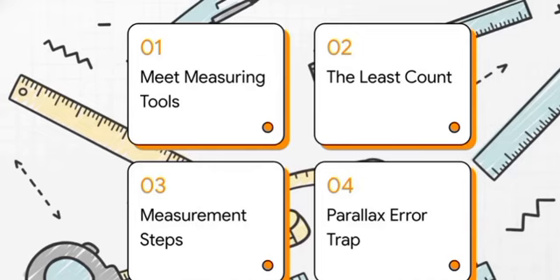Okay, let's dive into this. Here is our agenda for today. 1. Meet your measuring tools. 2. Unpacking the least count. 3. Steps for accurate measurement. And 4. The parallax error trap.